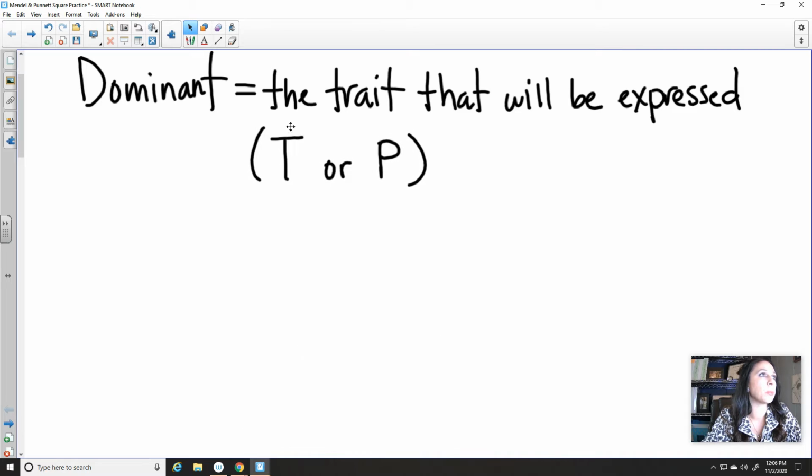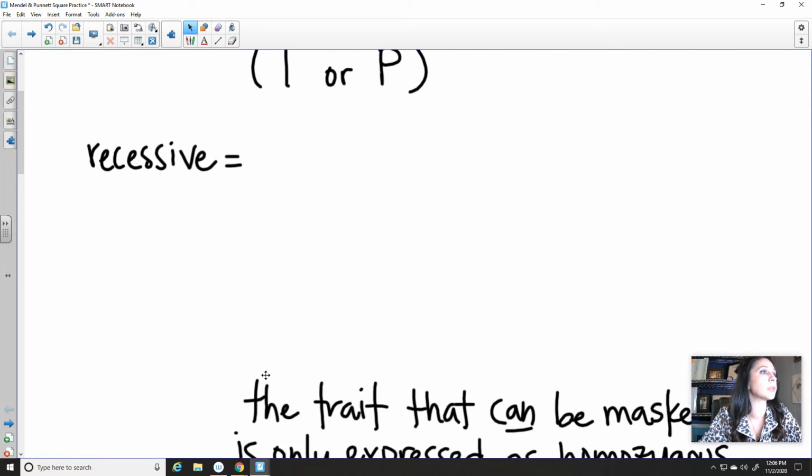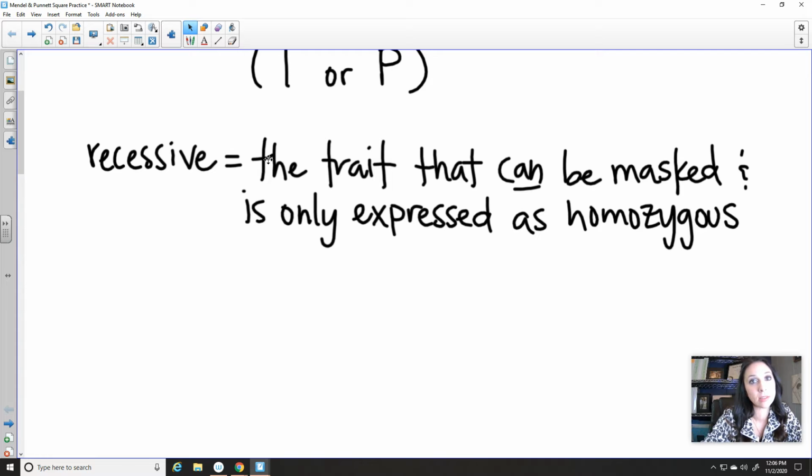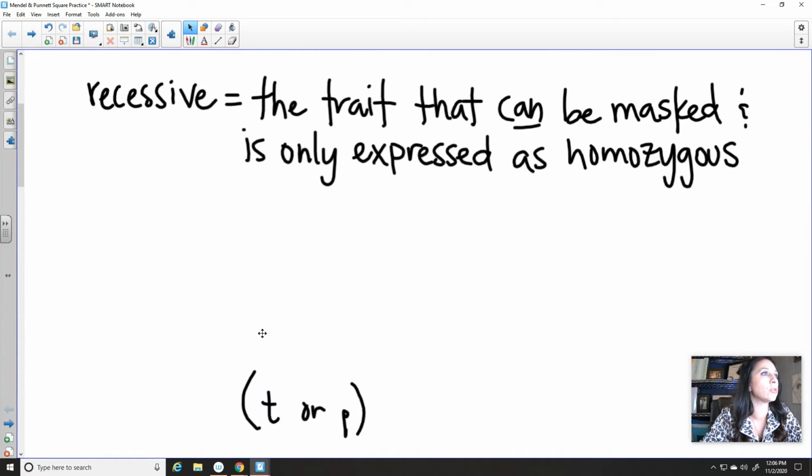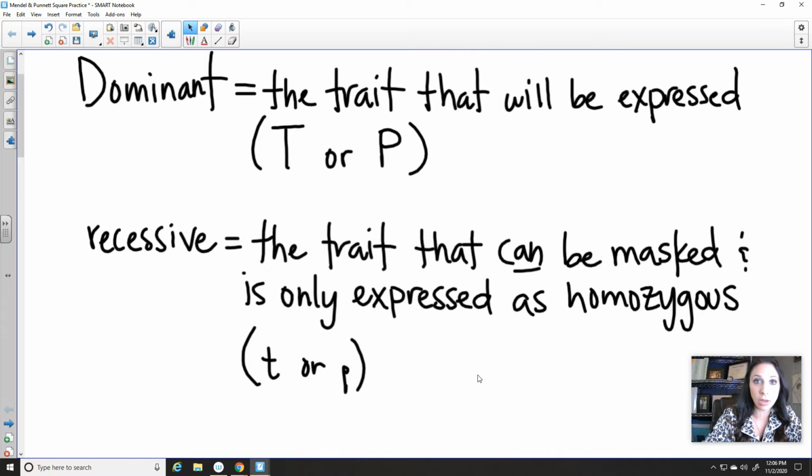So a rule of thumb for me is whatever the dominant trait is, for example, in pea plants, tall is dominant over short. So because tall starts with T, that's the letter I'm going to use. A little t would signify a recessive trait. So a recessive trait is the one that can be masked, and the only way that you're going to get a phenotype, or the only way it's going to express a recessive trait, is when it has two letters together. So little t would exhibit the short pea plant phenotype.